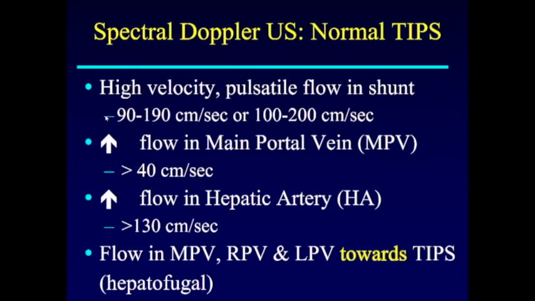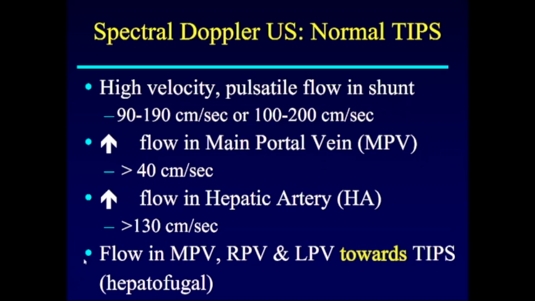So what's the normal Doppler appearance of normal TIPS? There's been a lot of variability in the literature, multiple studies out of UCSF several years ago, but people generally agree that the lower and upper limits of flow through the shunt are anywhere between 90 to 190 or 100 to 200 centimeters per second. After shunt placement, the flow in the main portal vein increases. It should be more than 40 centimeters per second, and the flow in the hepatic artery will also increase to greater than 130 centimeters per second.